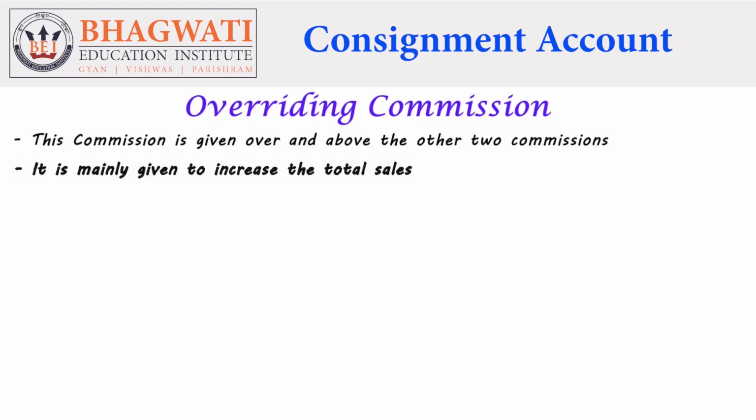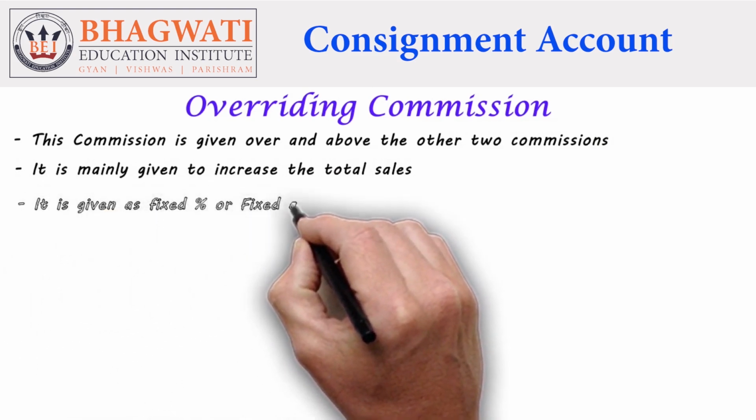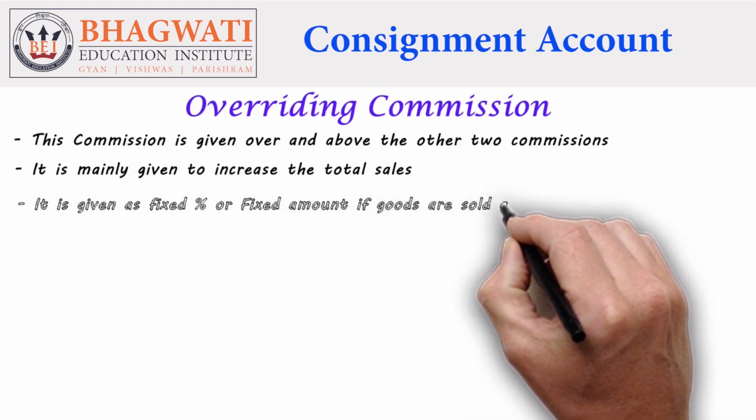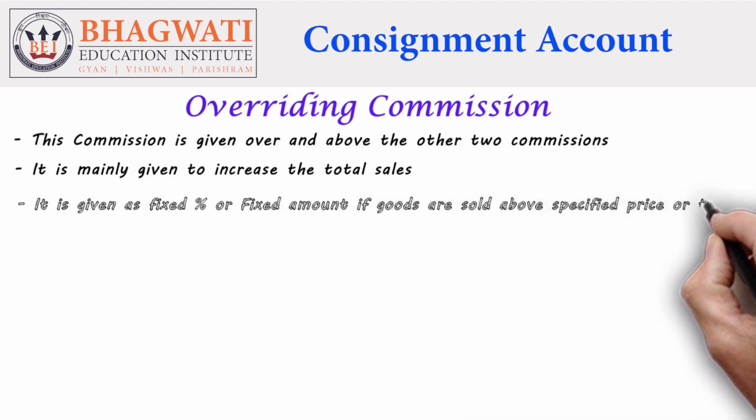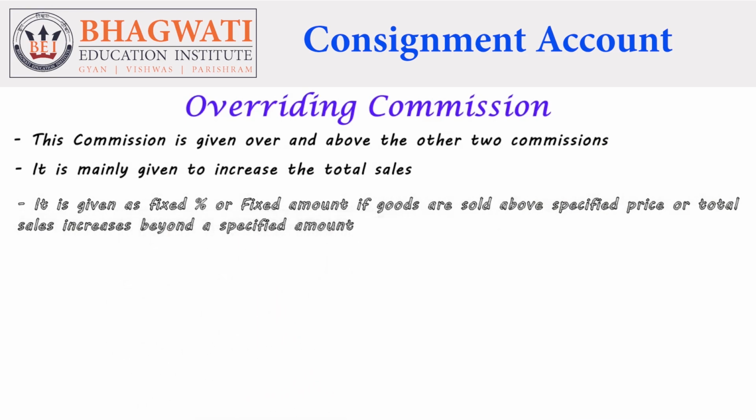Or the consignor may set a particular target that if in a given period your sales is up to 10 lakh, I will give you the commission only. But if it is over and above 10 lakh rupees or any XYZ amount, then the consignee will be given some extra amount, right? So that is nothing but overriding commission. This will actually give a boost to the consignor's sales.